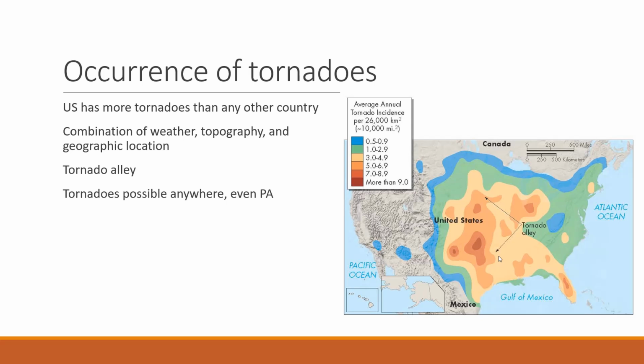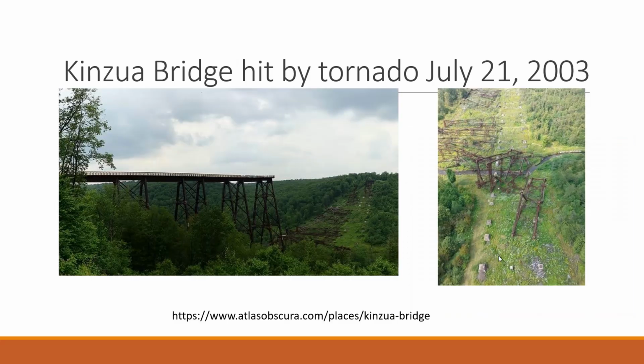So you can get tornadoes anywhere, even in Pennsylvania. So this is the Kenzua Viaduct Bridge that was hit by a tornado in 2003. This was actually a fairly small tornado. I think it was actually only an EF1 or EF2. But it was intense and it hit this bridge broadside. This bridge did have a flaw. I actually saw this on a show called Mysteries of the Abandoned. I believe it's also been on Engineering Disasters.